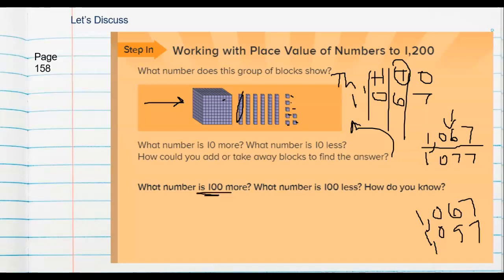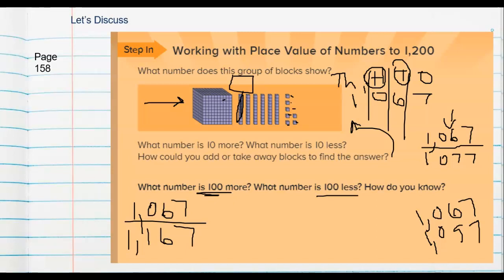Now, what number is 100 more? Well, that means I need to add 100. I would look at my 100 spot right here. 1,067. How many do I have in my 100 spot? I have 0. So if I want to put 100 more, it means I would add a whole 100 flat to this number, right? So what would the number change to? It would change to 1,167.